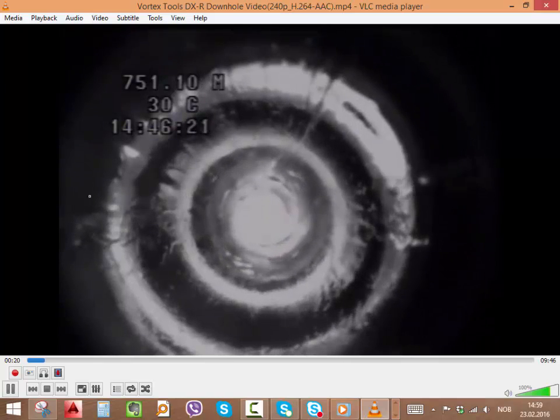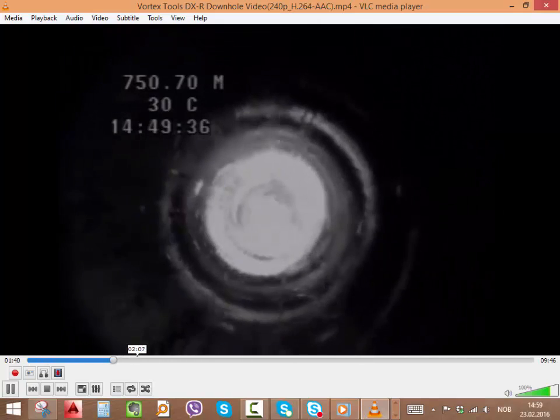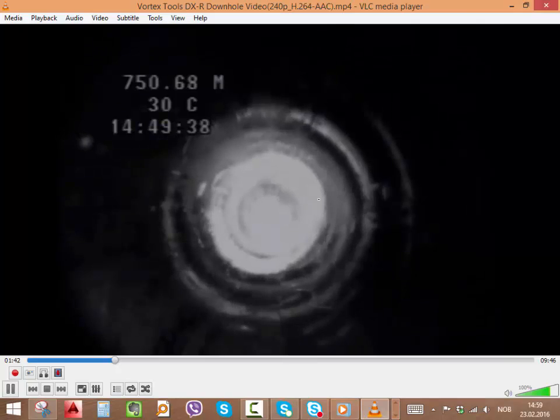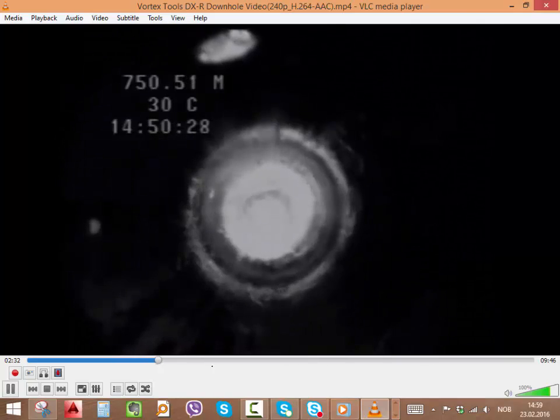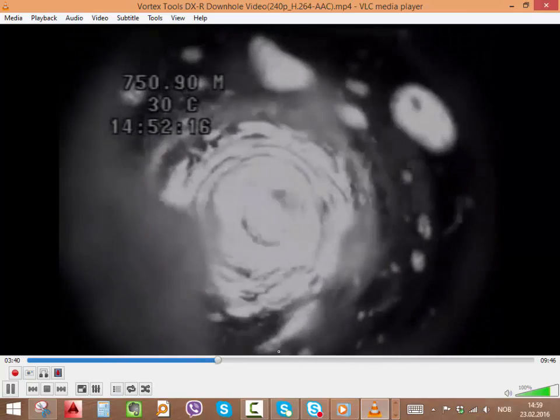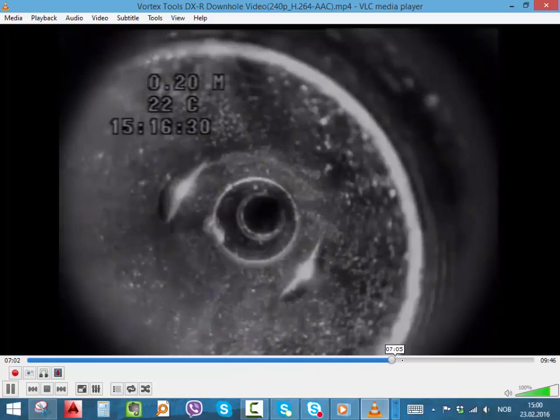And I think that they lower it at some point to some areas where you have more liquid on the walls. Okay, all kinds of experiments. Actually, here you have kind of a perforation, or I don't know.